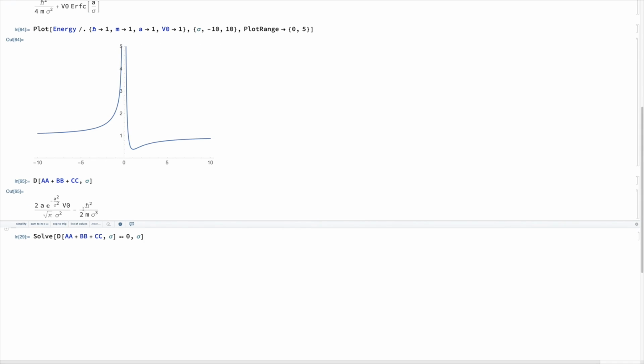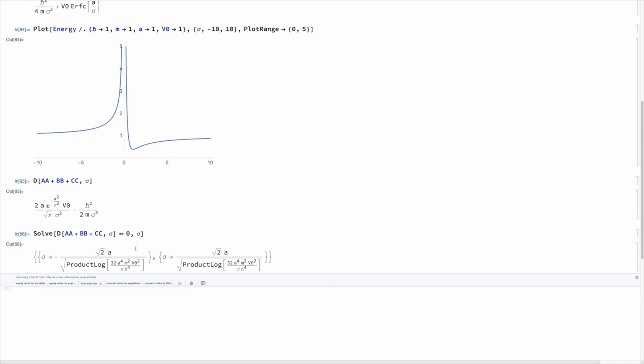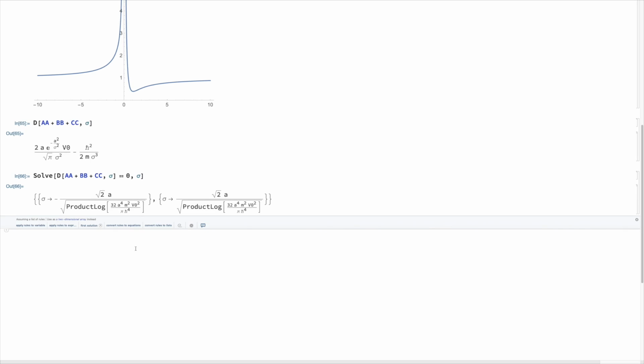It doesn't look spectacular, but I can do it. I find out for what value of sigma that derivative is equal to 0, and I come up with these things. Okay. So now, wouldn't it have been nice if I got 1 out? Okay, so I have something that's a product log. That again is a named function that just has to do with inverses of exponentials.